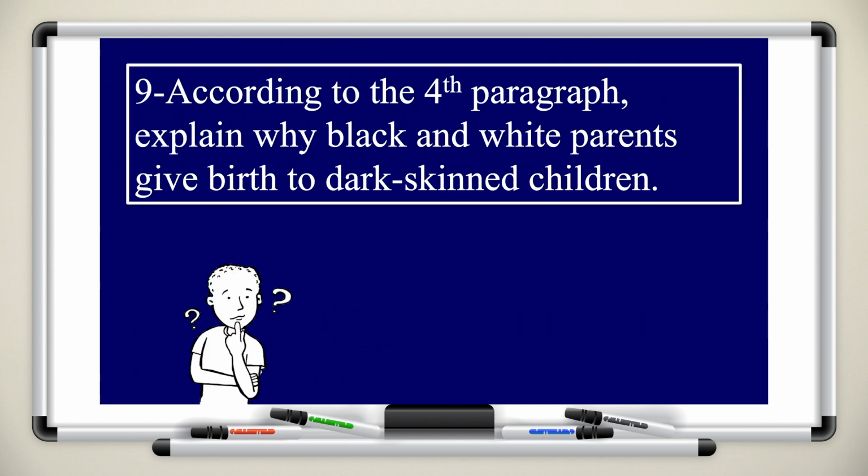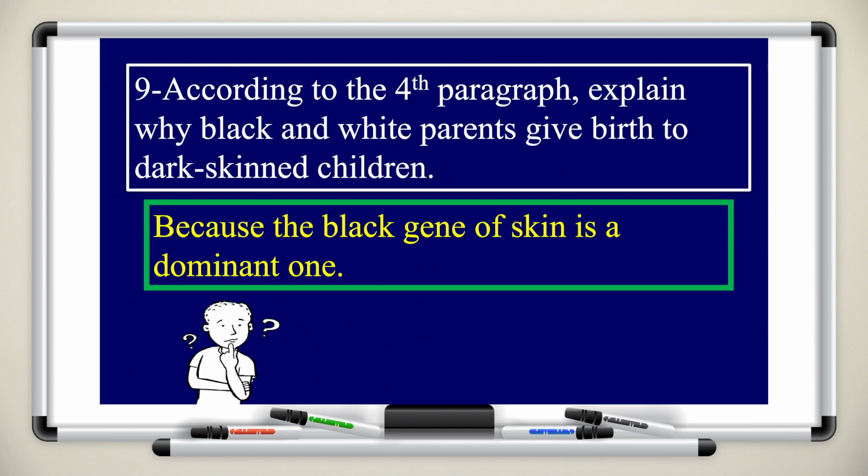Question 9. According to the 4th paragraph, explain why black and white parents give birth to dark-skinned children. Why do you think so? Do you remember? If you don't, you can also go back to the paragraph. If a black and white parents get married, they might have dark-skinned children. Why does that happen? Can you explain it? Because the black gene of skin is a dominant one.